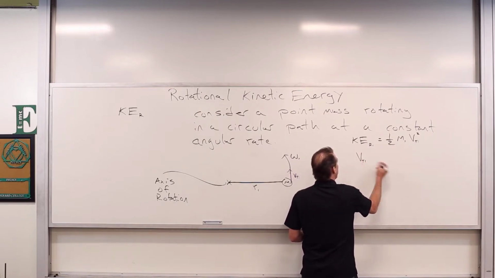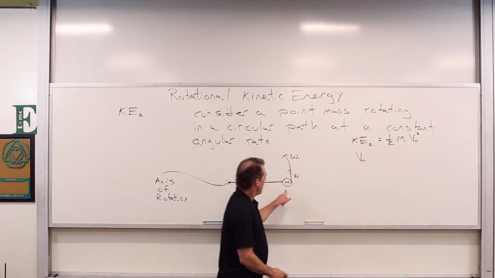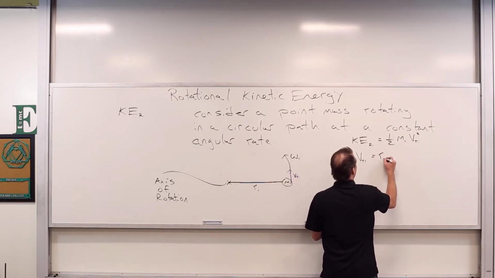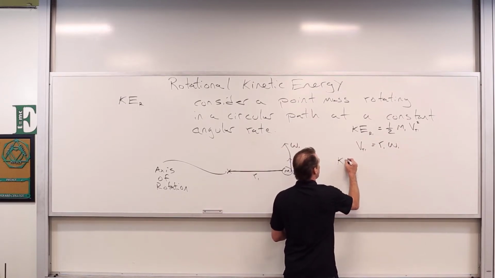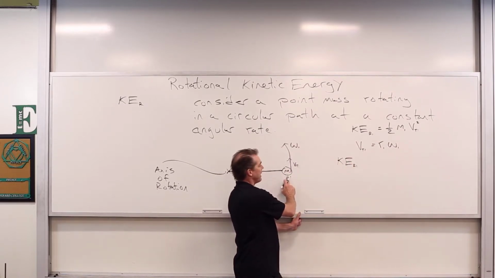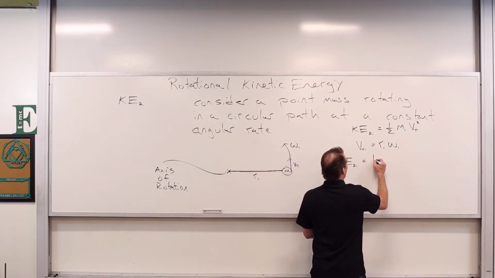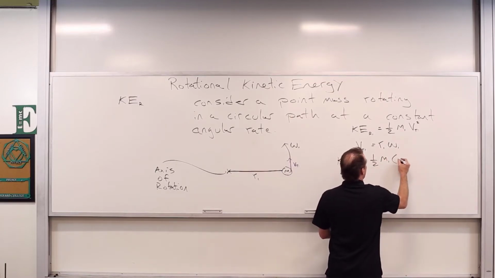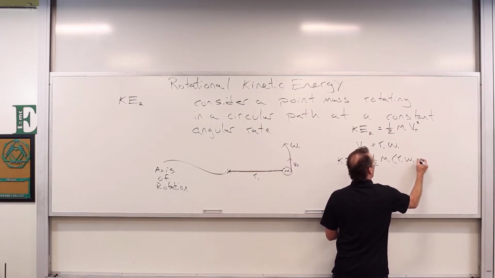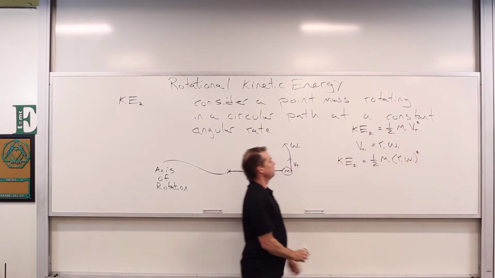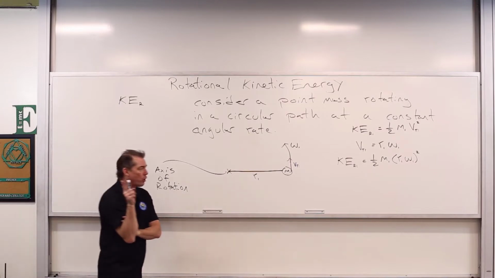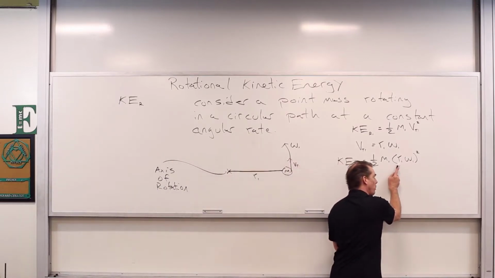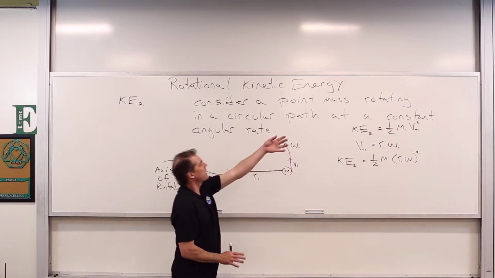And what do we have? We have the tangential speed of this mass, M1, is equal to R1 omega 1. So we can write then that the rotational kinetic energy of this mass, M1, is equal to 1/2 M1 times the quantity R1 omega 1, squared. Fantastic. There we go. We've got its rotational kinetic energy written in terms of the radius at which it rotates and its angular velocity.